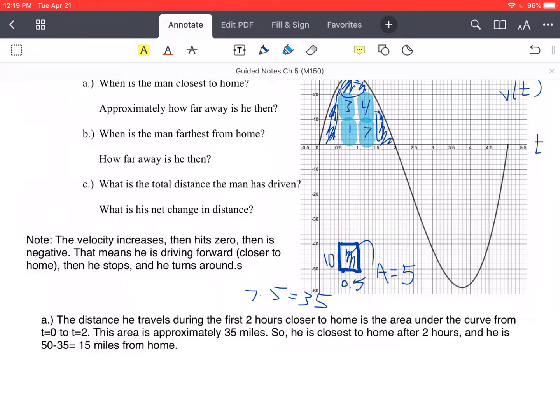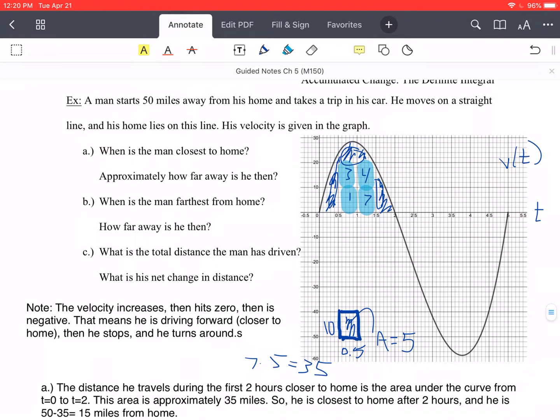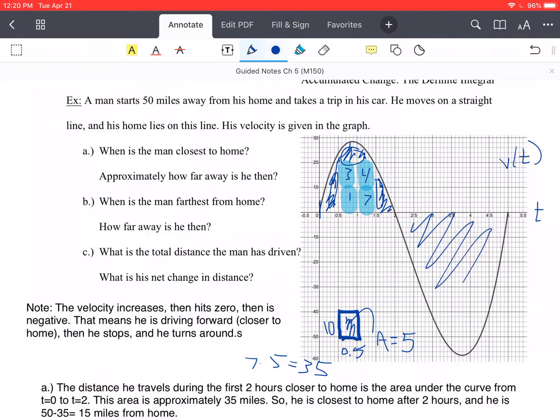So when is he farthest from home? Well, we can compare because we know that initially he started off 50 miles away from his home. So that's certainly far away, but if you look at this area here, he's heading away from home, and in this area, he's going very far away from home. So it looks like he's actually going further than he was before.